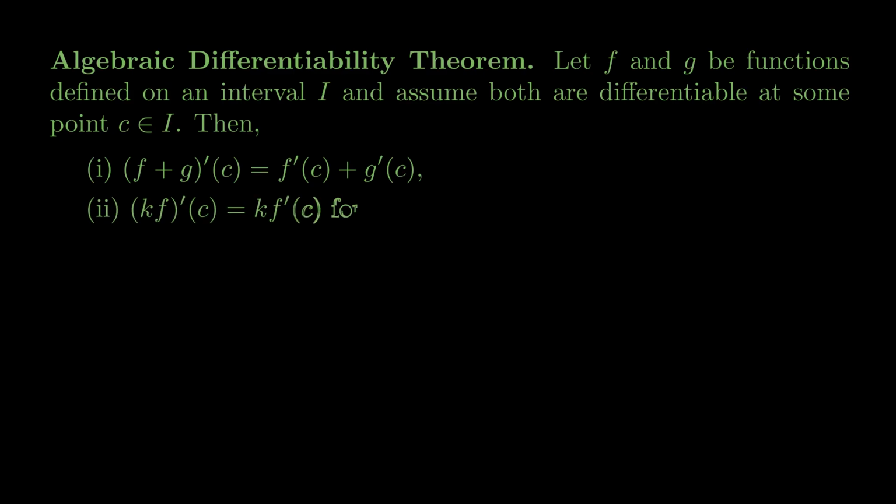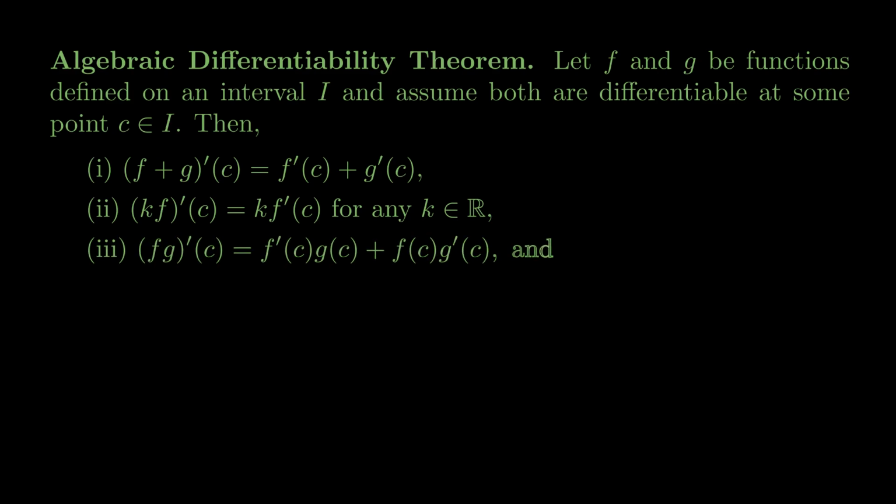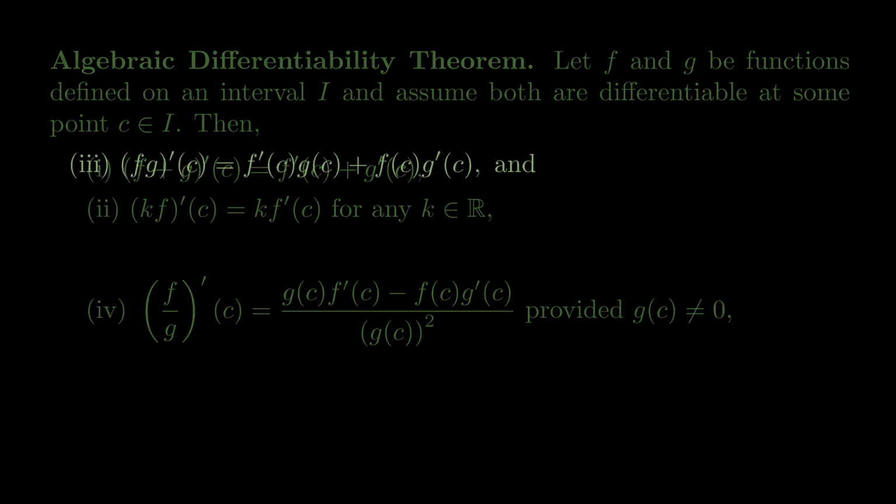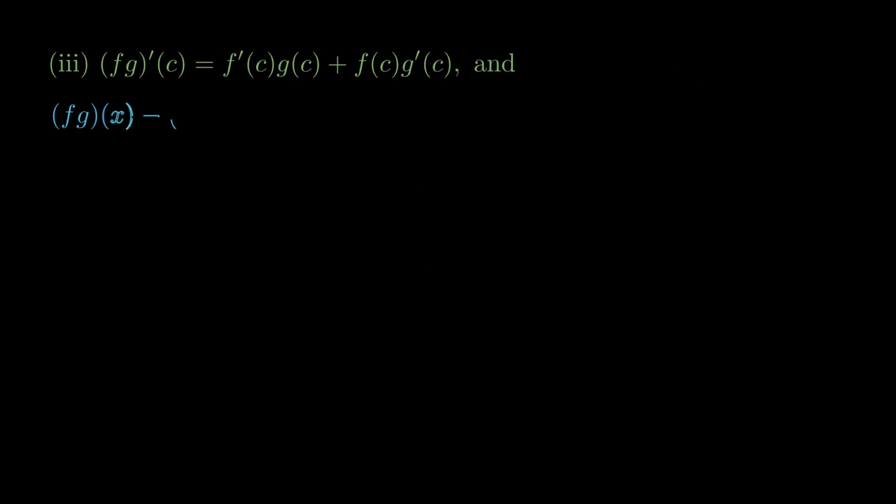(kf) prime at c equals k f prime of c for all k in the reals. (fg) prime at c is f prime at c times g of c plus f of c times g prime at c. And (f over g) prime at c is g of c times f prime of c minus f of c times g prime of c, over g of c squared, provided that g of c is non-zero. The proofs of 1 and 2 are fairly straightforward, so let's just sketch out the proofs of 3 and 4. To prove 3, let's examine the difference quotient for fg.